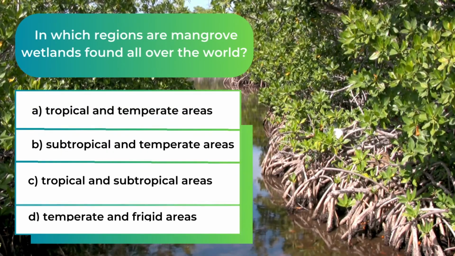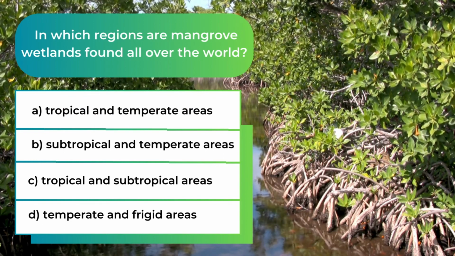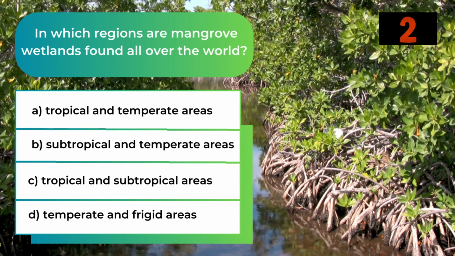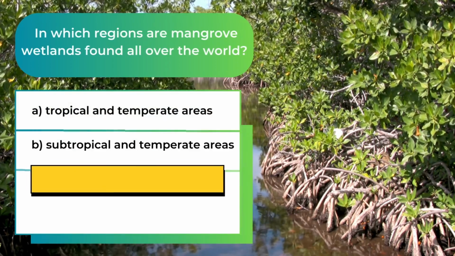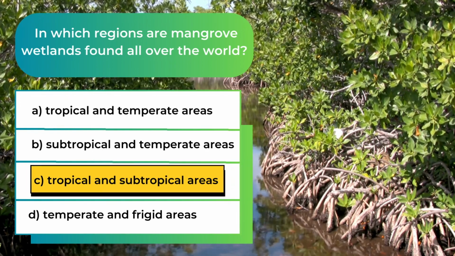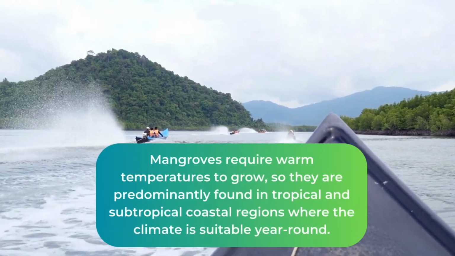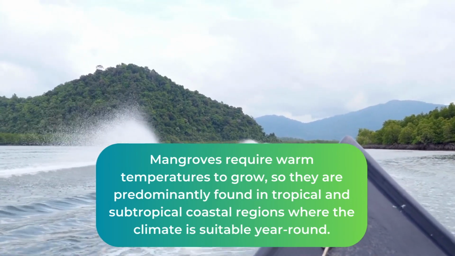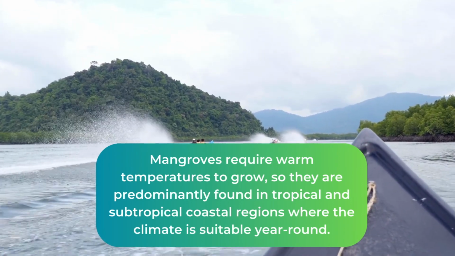In which regions are mangrove wetlands found all over the world? The answer is C, tropical and subtropical areas. Mangroves require warm temperatures to grow, so they are predominantly found in tropical and subtropical coastal regions where the climate is suitable year-round.